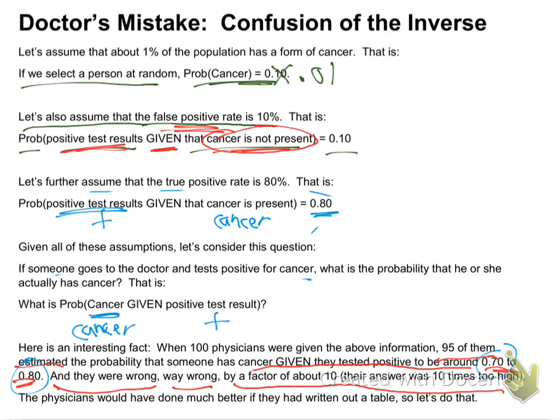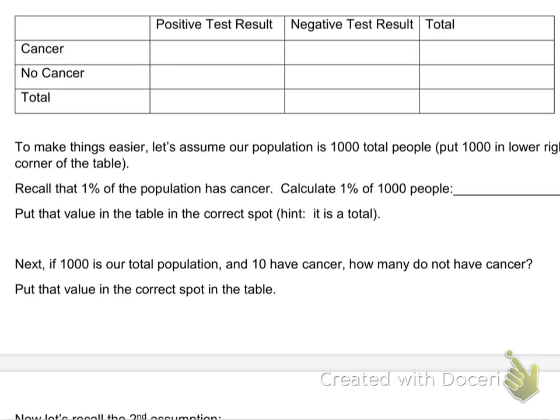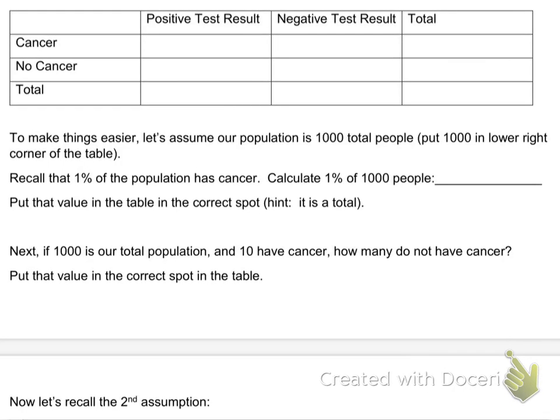All right, so how do you actually do it then? What's the right answer? All right, let's go forward. So taking this table, let's fill it in as we go. To make things easier, let's assume a population of 1,000 total people. Where do you put the 1,000? Lower right corner, right? That's the total. Let's just lay out some numbers nicely. So fill this in as we're going.